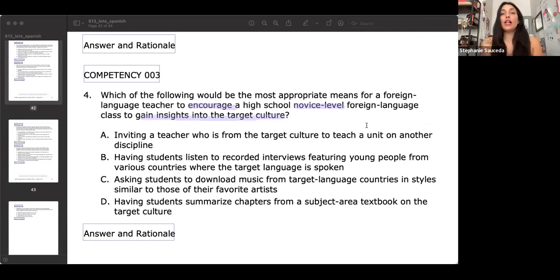Yes. Which of the following will be most appropriate means for a foreign language teacher to encourage high school novice level language learners to gain insights into the target culture? So I've highlighted the keywords, and French teacher is for this scenario.